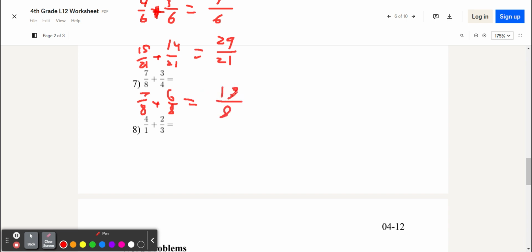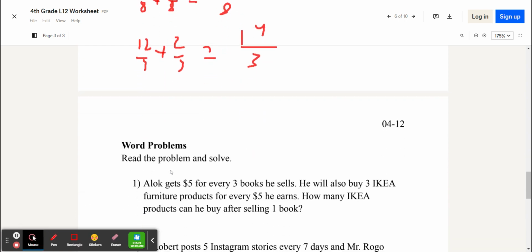And then lastly, 4 over 1 plus 2 over 3. The common denominator will be 3. So 3 times 3, or the top times 3, the bottom times 3. 12 over 3 plus 2 over 3 equals 14 over 3. And that's all for that section.